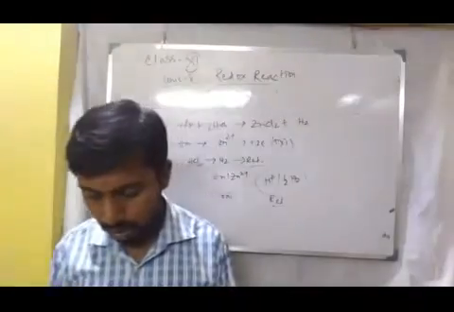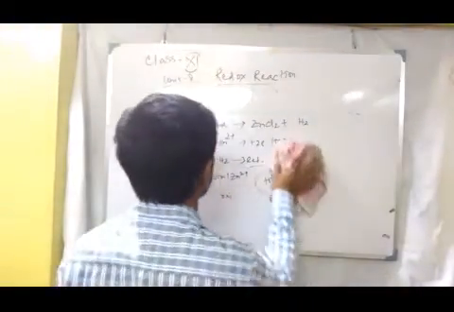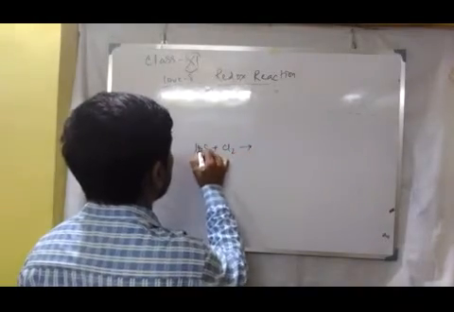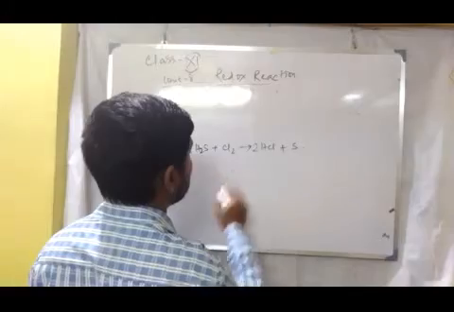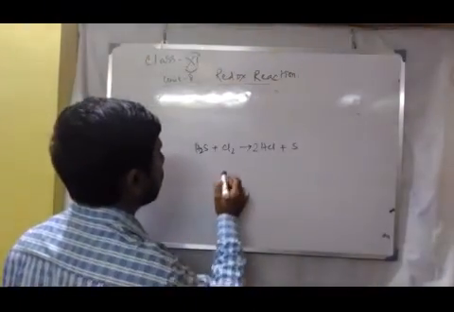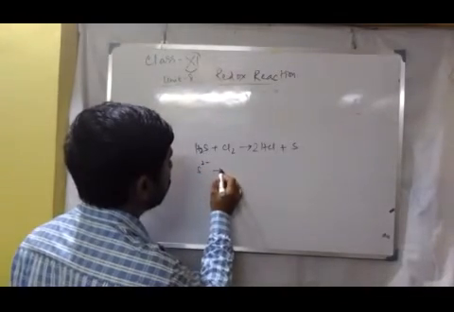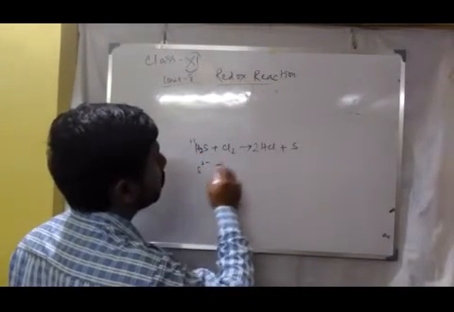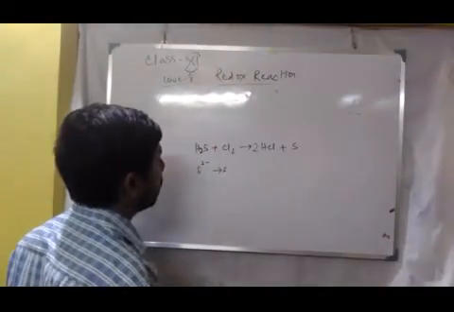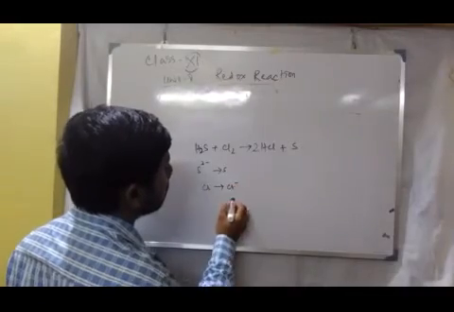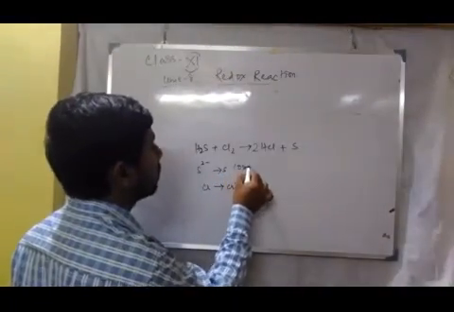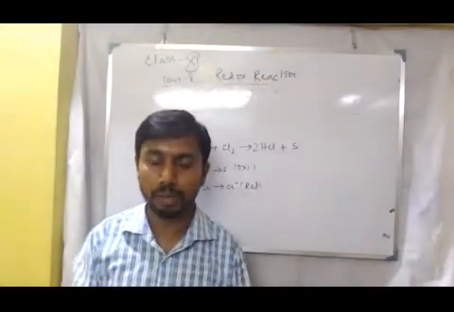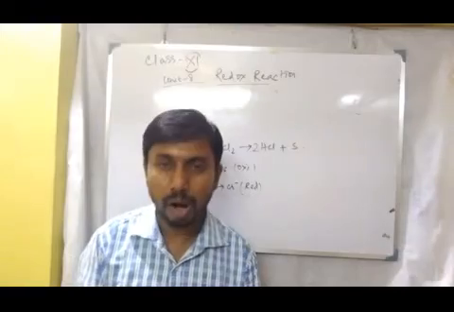Let's try one example: H2S plus Cl2 forming 2HCl plus sulfur. Now what is the change here? H2S gives S from S2 minus. Hydrogen was in the +1 oxidation state and is still in the +1 oxidation state, so there is no change in the oxidation state of hydrogen. From chlorine, Cl2 forms Cl minus. So S2 minus to S is oxidation and Cl2 to Cl minus is reduction. So we can identify which one is oxidized and which one is reduced by carefully observing the equation.